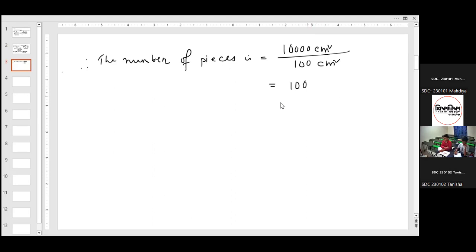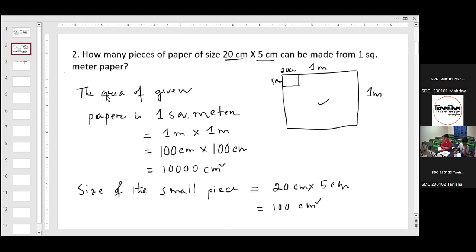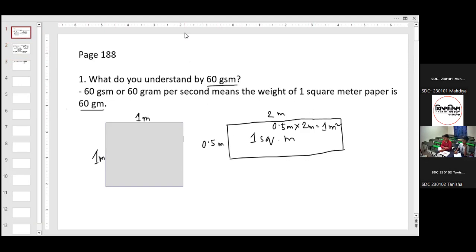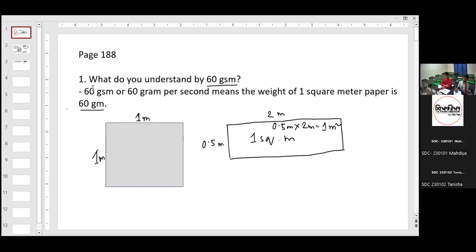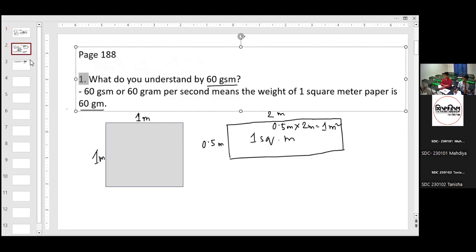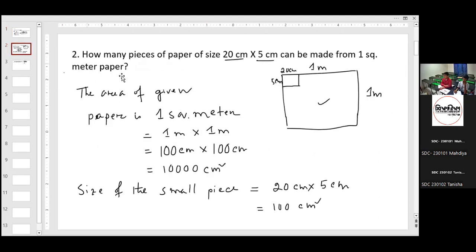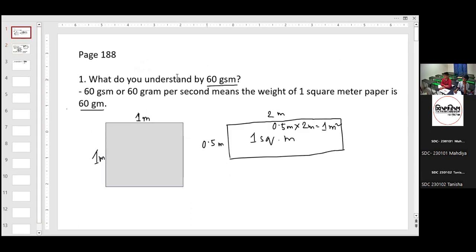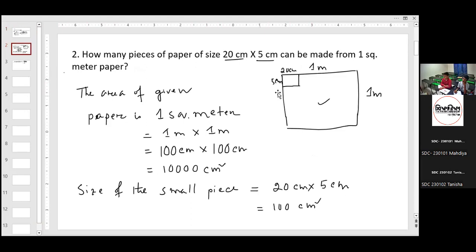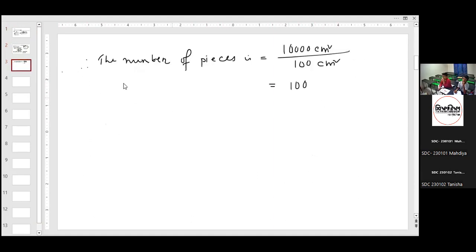100, right? How many pieces can you get? 100, right? Yes, sir. Now, as we know, in the first one, let's think in this way that these are all part of one single step. In the first case, we are given the information that 1 square meter of paper weighs 60 grams. So that means these 100 pieces of paper are also 60 grams in weight, right?